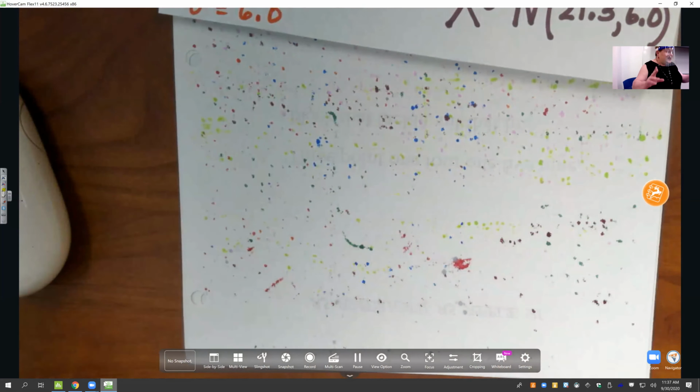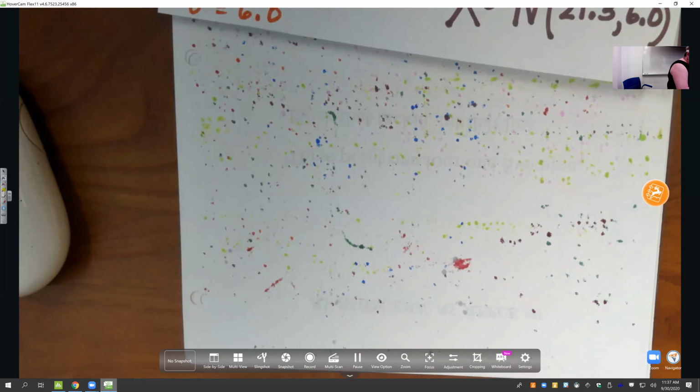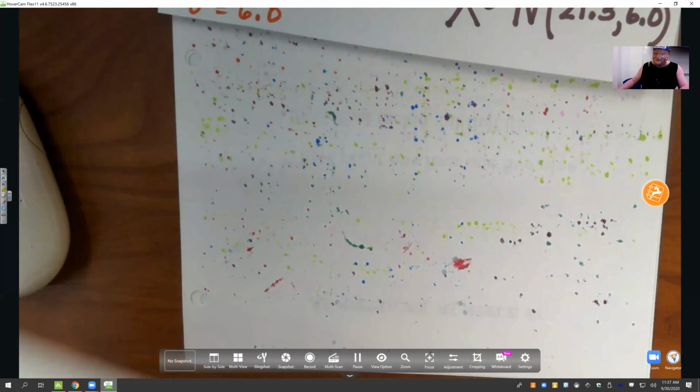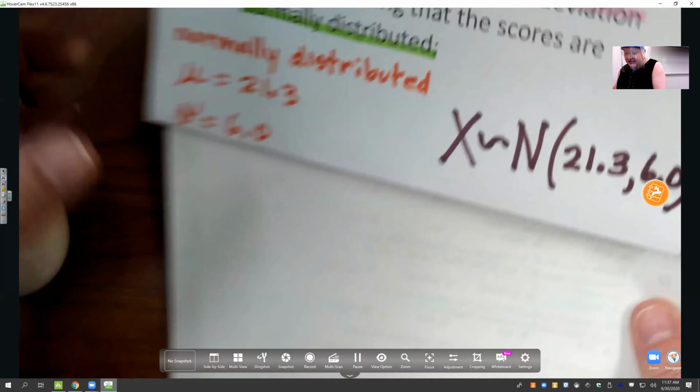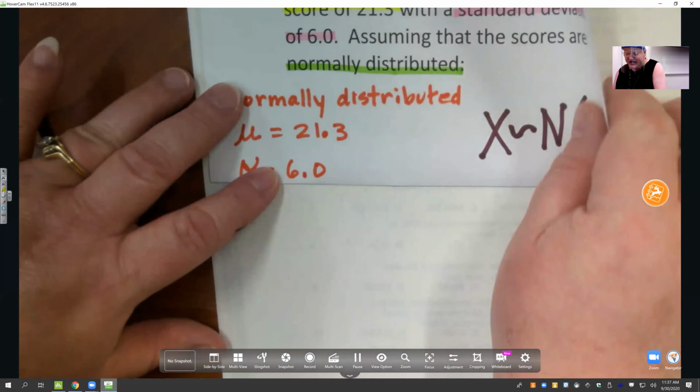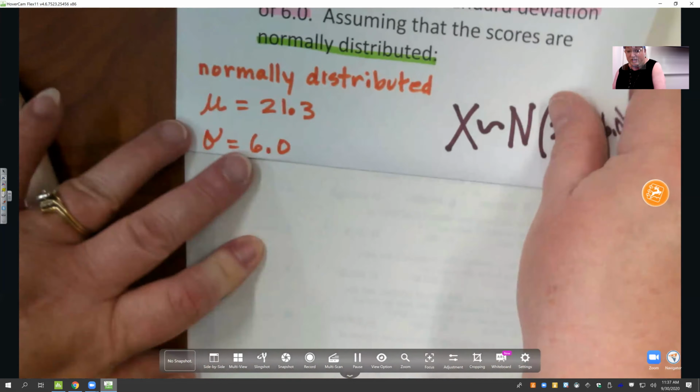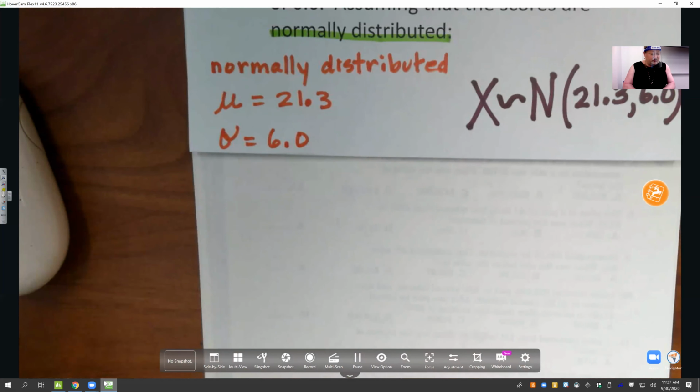All right, let's do another one. There's 4 different scenarios, if you noticed. So I want to try to do an example of each scenario. And honestly, I really think, guys, if you'll draw yourself a picture, it really helps you. It's the same scenario again, ACT reading scores, mean of 21.3, standard deviation of 6.